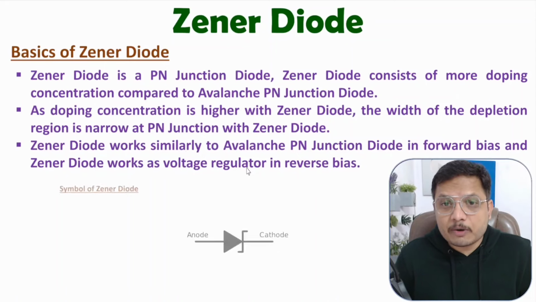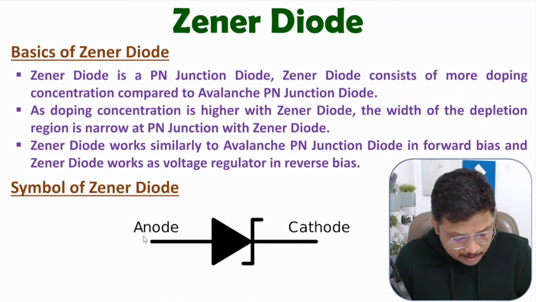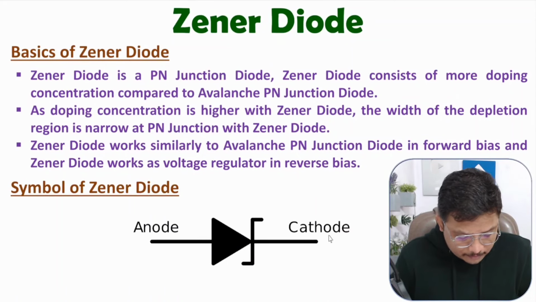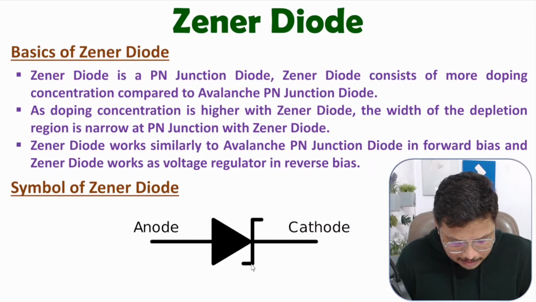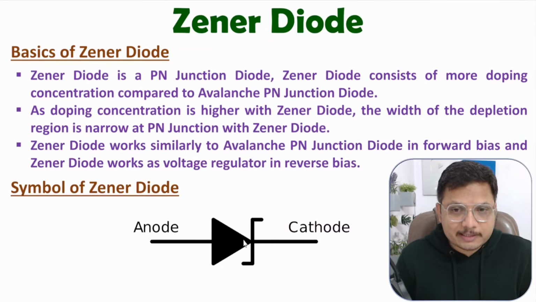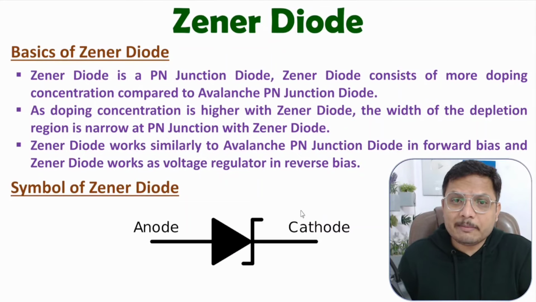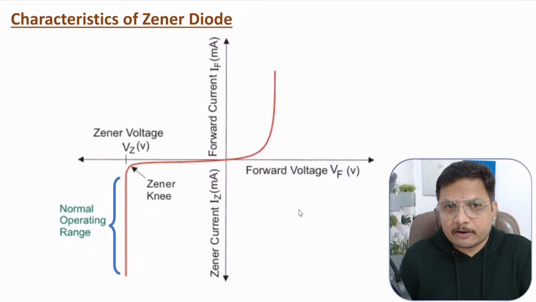If you see the symbol of Zener diode, you see it is a two terminal device. This is anode, this is cathode. Here there is a little modification in the symbol of normal PN junction diode. You will observe here we are providing bent edges over here, right? So that is how the basic symbol looks. Now let me explain you characteristics of Zener diode.